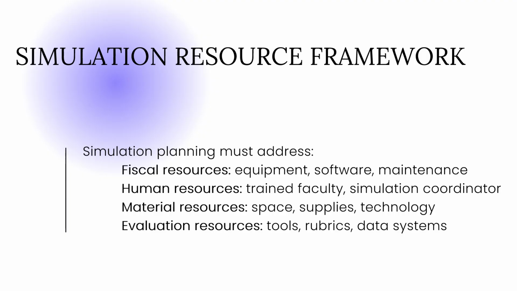Simulation requires intentional planning around resources, and Part 125 expects programs to demonstrate that they have adequate fiscal, human, and material resources to support simulation. Let's start with fiscal resources. This includes the budget for equipment, software, maintenance contracts, supplies, and replacement parts. Programs should be able to show that simulation is included in the annual budget, not treated as an afterthought or dependent on leftover funds.